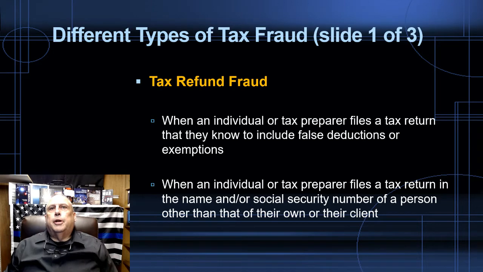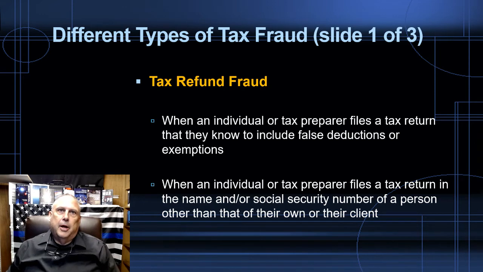Now we're going to look at some different types of tax fraud. This is going to go on for 3 slides, and this is the first of the 3 slides. So a tax refund fraud. This is when an individual or a tax preparer files a tax return that they know to include false deductions or exemptions. So the key things there are, it can be the individual filing the taxes, or it can be a tax preparer filing these taxes. If both the individual and the tax preparer know that there are fraudulent deductions or exemptions included in the tax return, then they're both guilty of tax fraud.